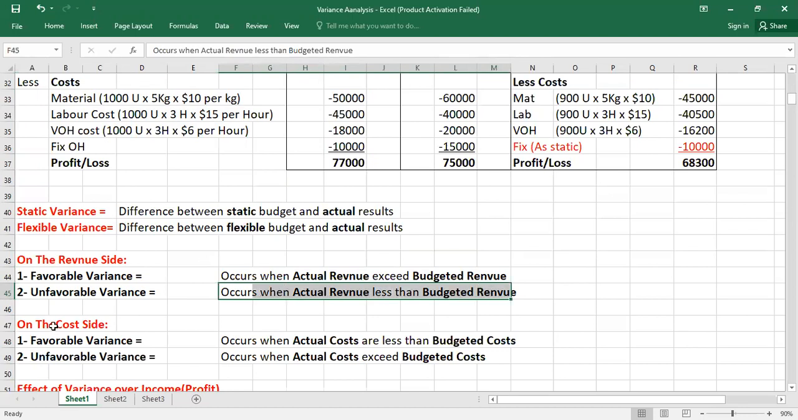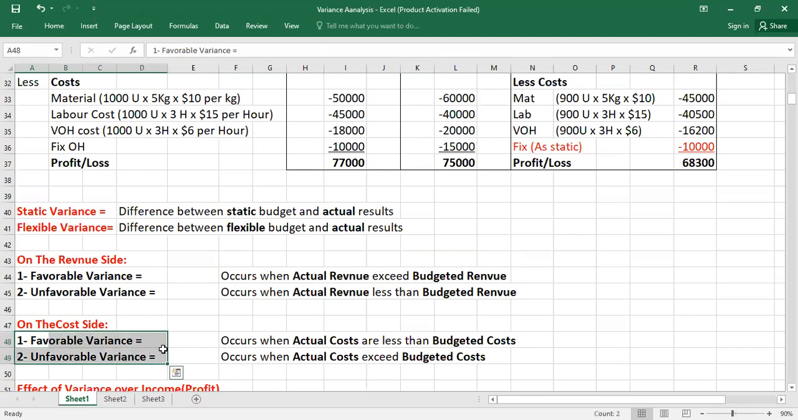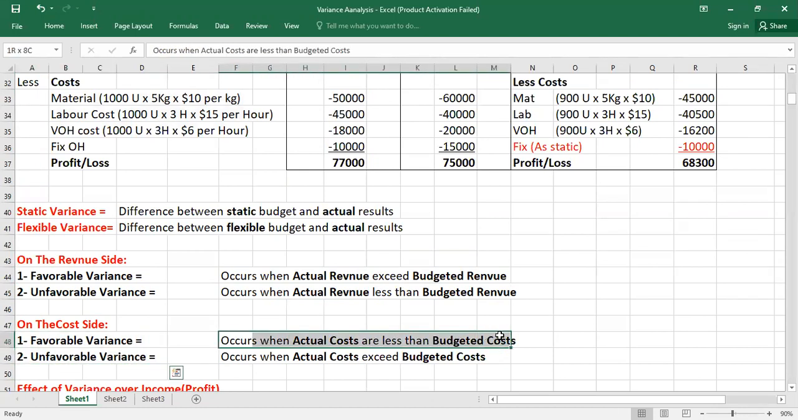Now we have the cost side. For the cost side variances, again you have two types. You might have favorable variances, you might have unfavorable variances. So for the cost side, a favorable variance occurs when actual costs are less than budgeted cost, and an unfavorable variance occurs when actual cost exceeds budgeted cost.